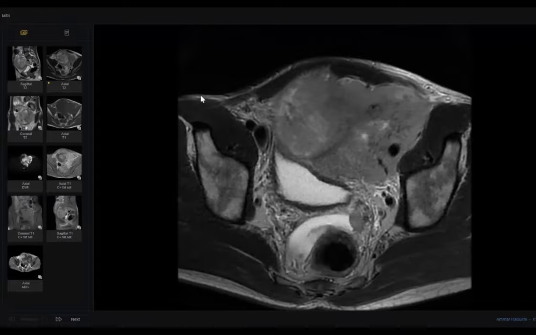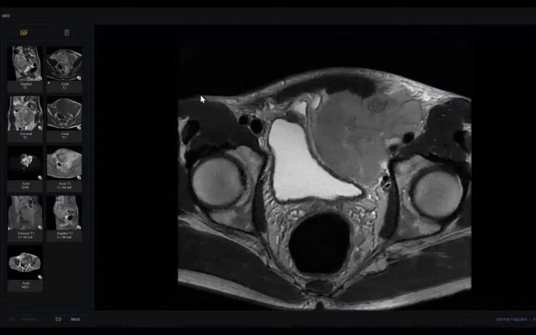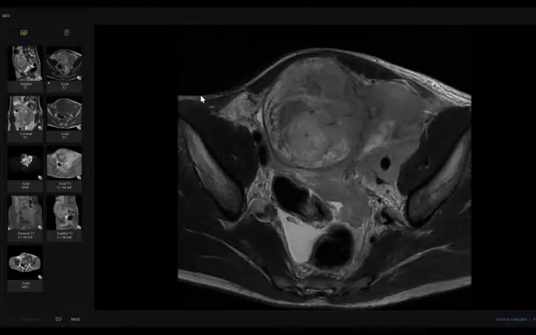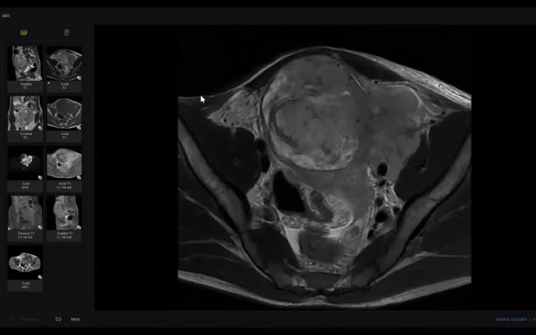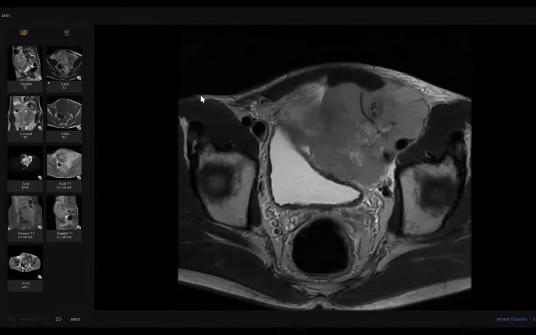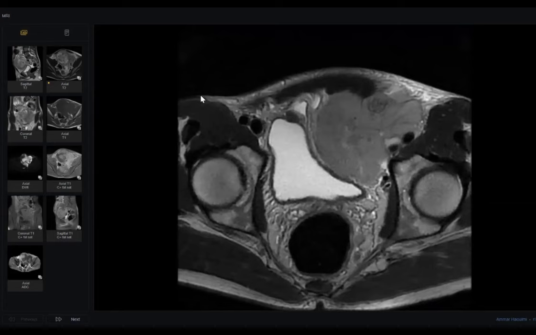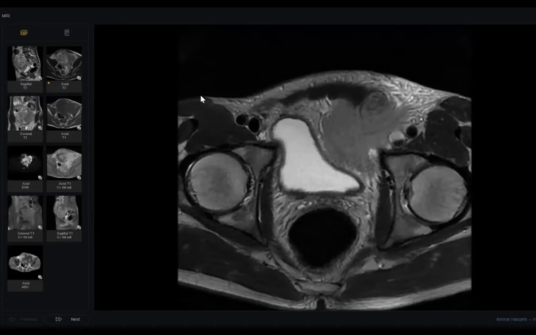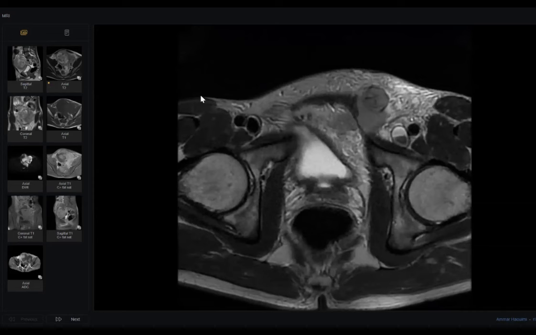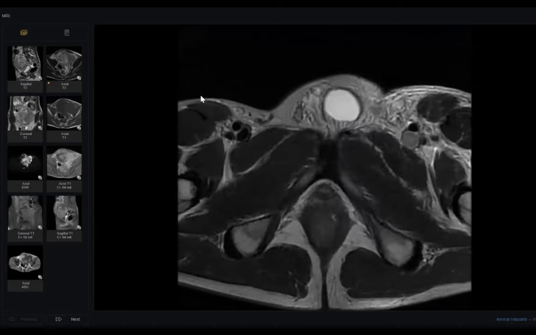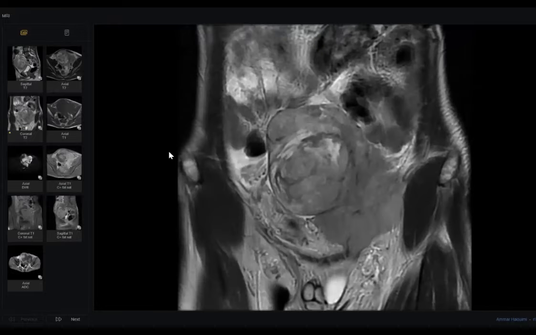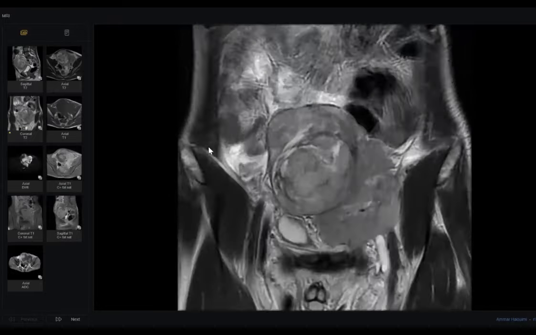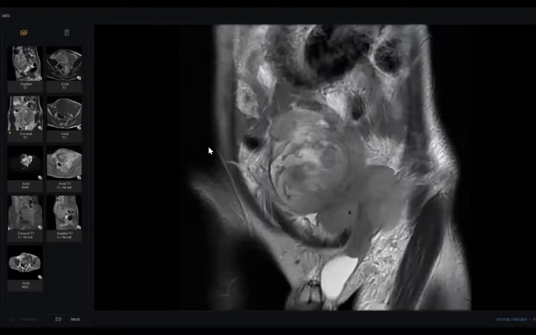The mass is seen encasing the vessels and extending up into the pelvic brim, pushing the rectum posteriorly. Downward, the mass is seen extending to the left inguinal region. I would like to go down to the left inguinal region on the coronal image.